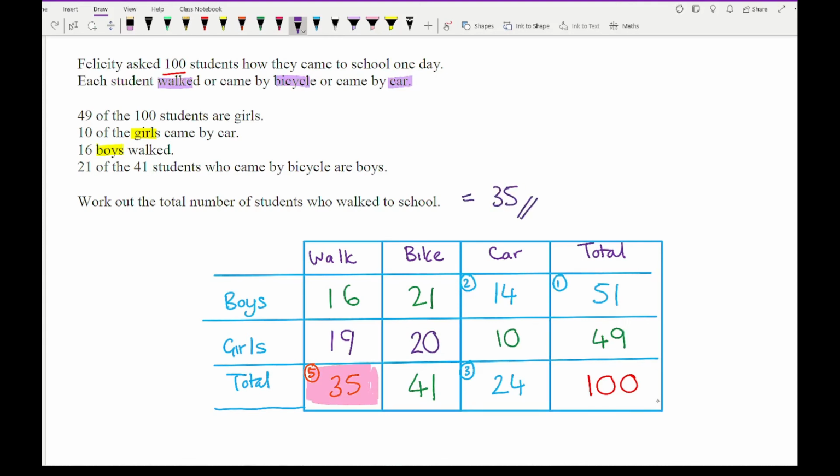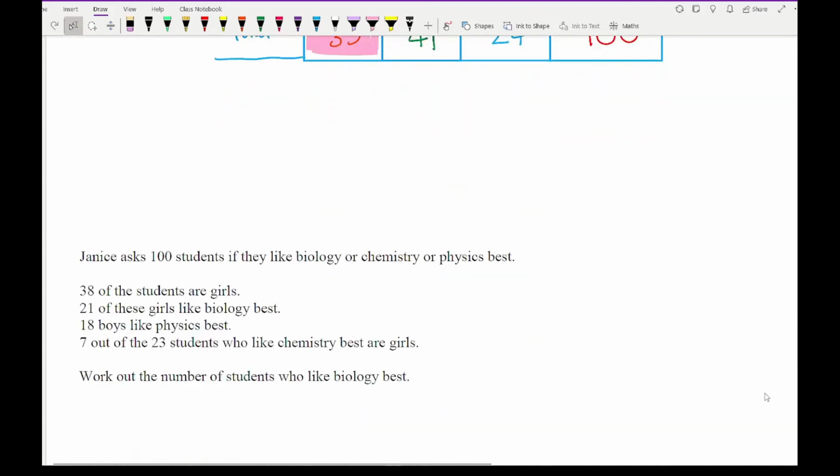Now if you have drawn a two-way table to help you calculate an answer, make sure that you don't just leave the answer in the table. I've done okay because I've highlighted it in pink, but it's always good practice to make it obvious what the answer to the question being asked actually is. So don't leave your answer in the table is basically what I'm saying.